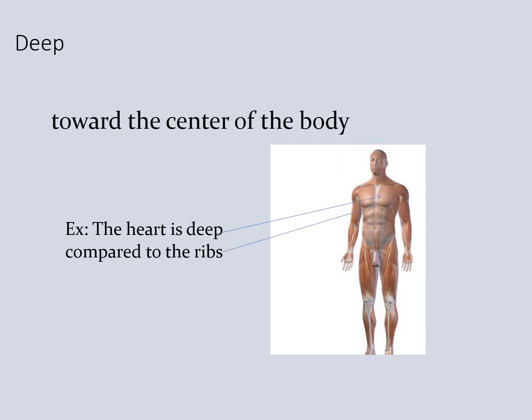The opposite of superficial then is deep. Something that is deep is located towards the center of the body. The example they have here is that your heart is deep compared to your ribs. Your heart is more towards the inside of your body than your ribs are. Everything is deep compared to your skin.